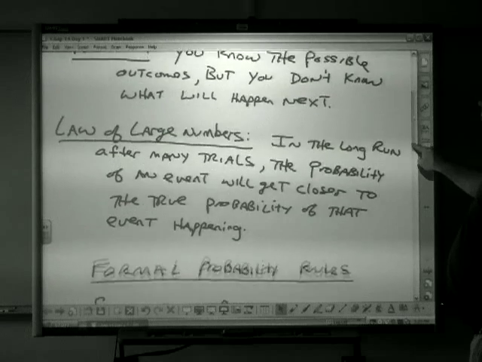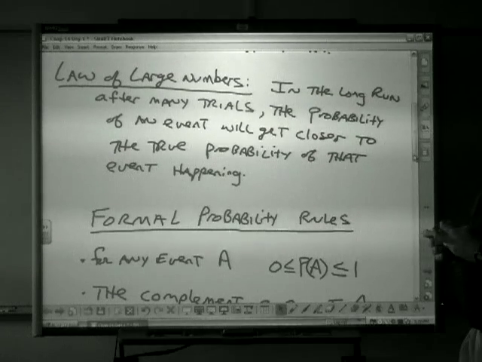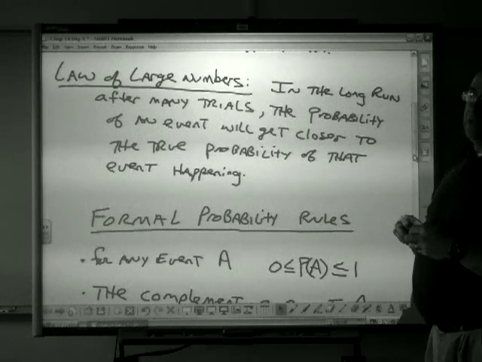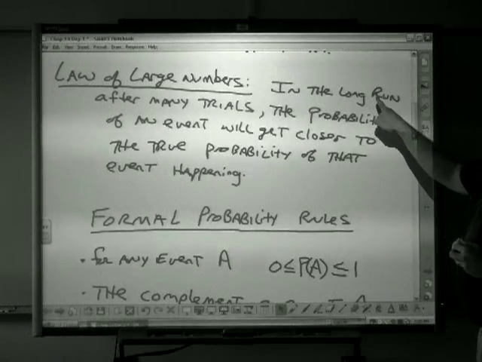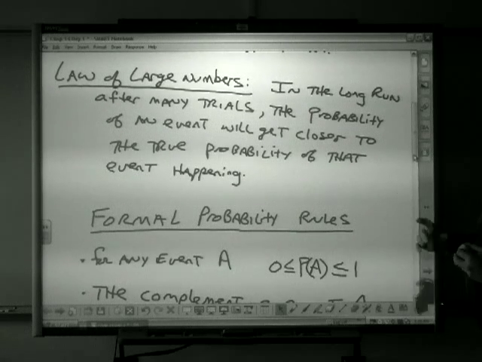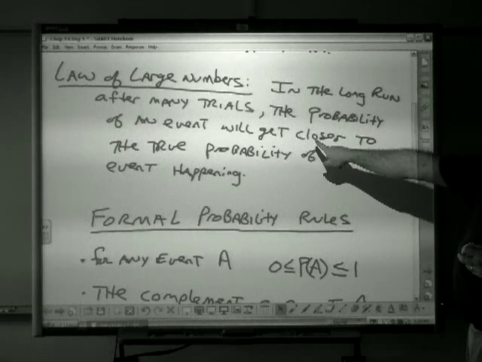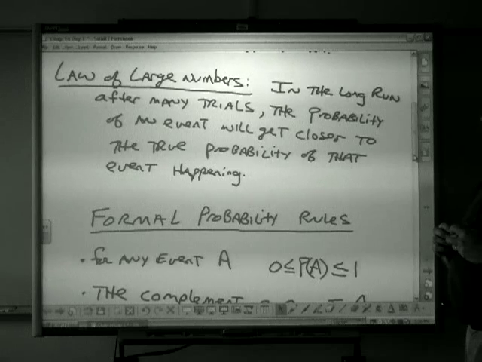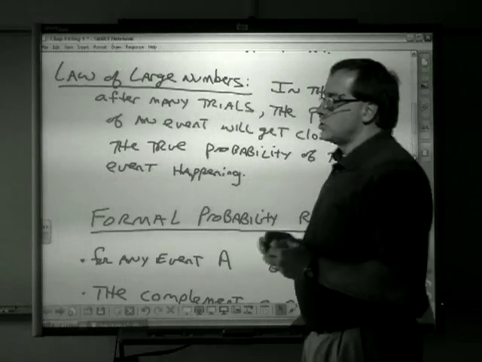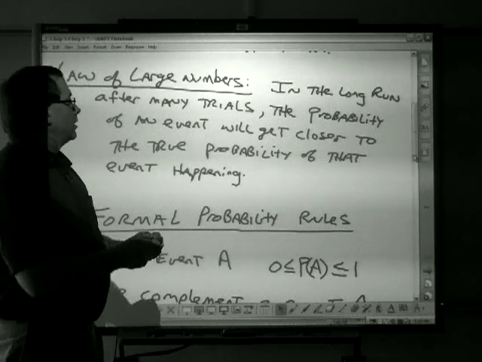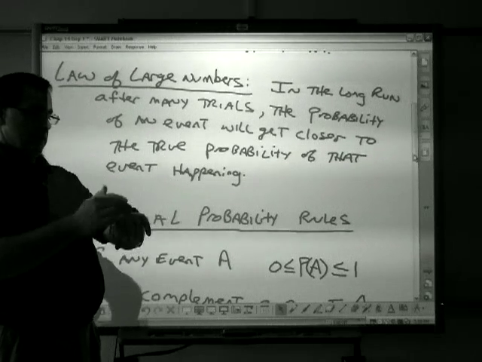This next one's new to us, and it's called the law of large numbers. And what it says is the following. In the long run, after many trials, the probability of an event happening will get closer to the true probability of that event happening.